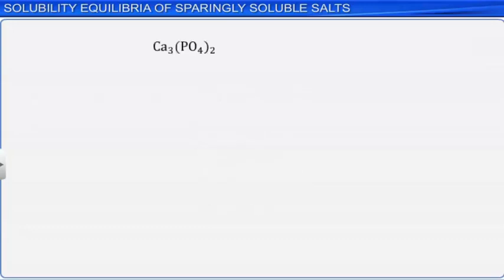A salt may give 2 or more than 2 cations and anions when dissolved in water. For example, consider the salt calcium phosphate. When calcium phosphate is dissolved in water, it dissociates into 3 calcium ions and 2 phosphate ions. The solubility product Ksp of calcium phosphate is equal to the product of the concentration of Ca2+ raised to the power of 3 and the concentration of PO4 3- raised to the power of 2.